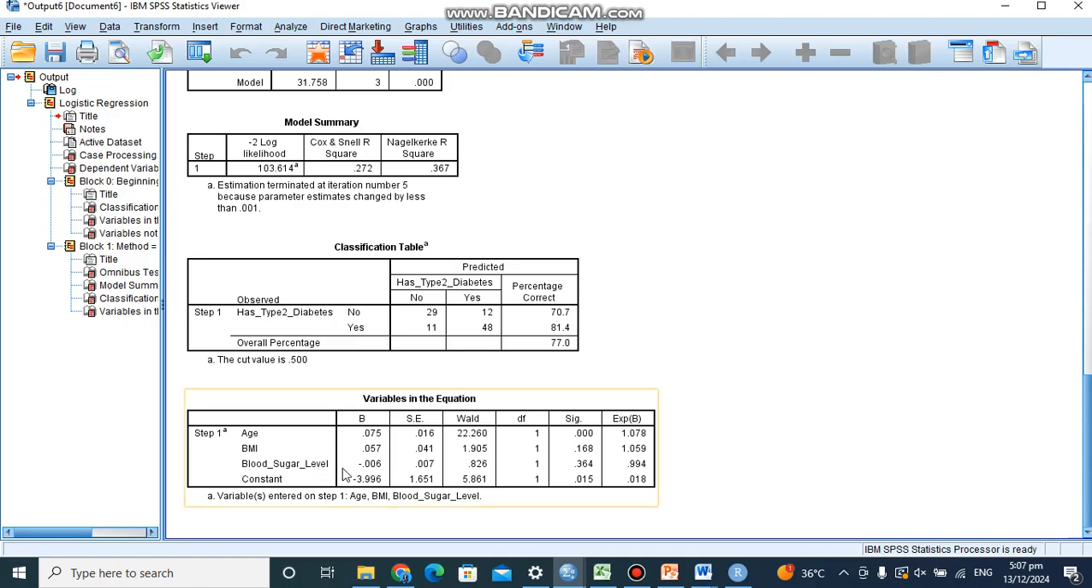Under age, we are having 0.075, and the p-value here is less than 0.05, so it is significant. So this implies that a 1 year increase in age increases the odds of having type 2 diabetes by 7.5%. So for every year increase in age, we are going to have about a 7.5% increase, and it is of course statistically significant.